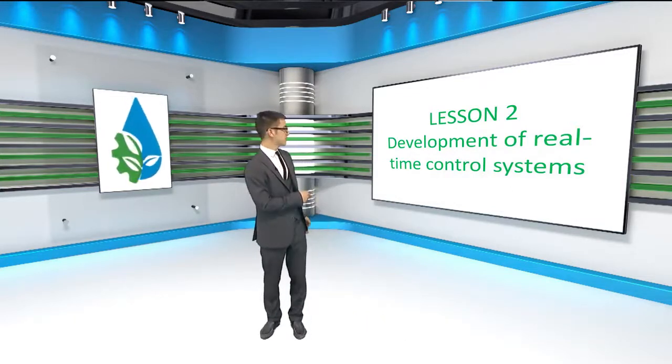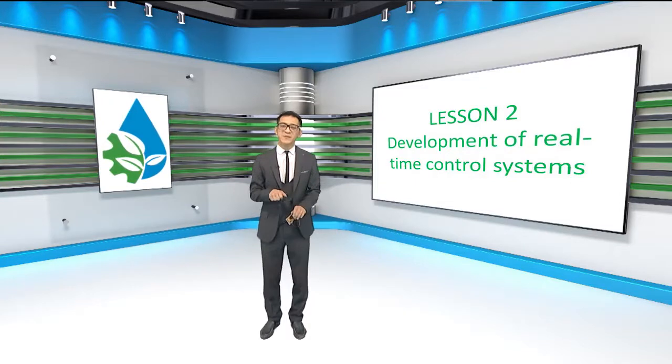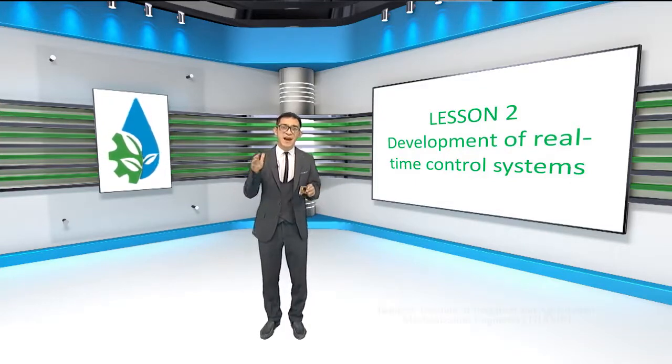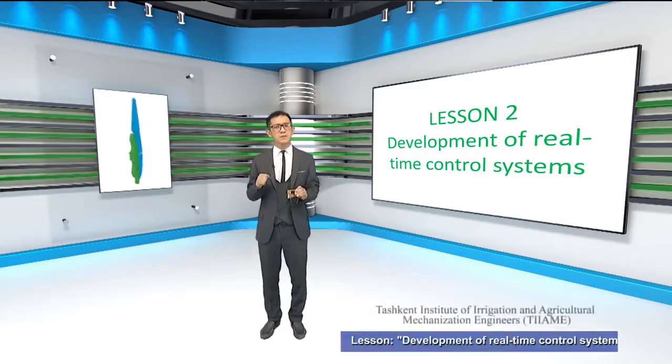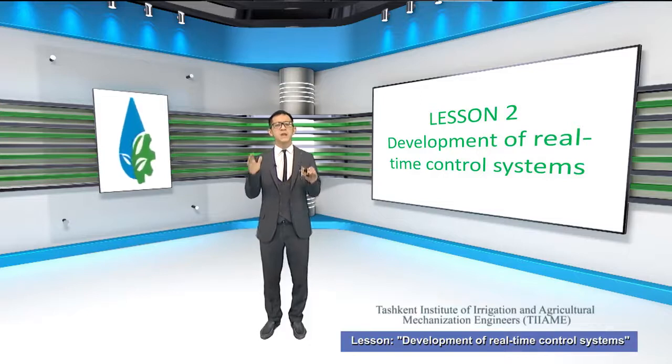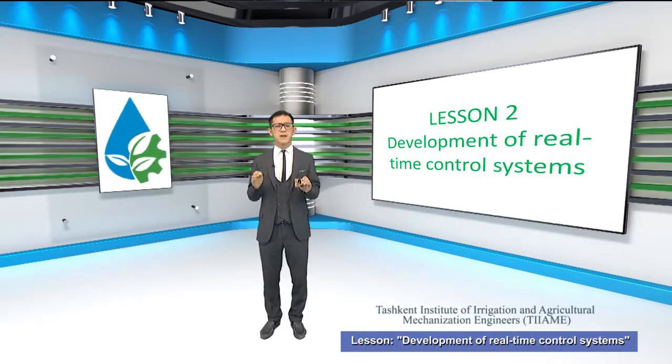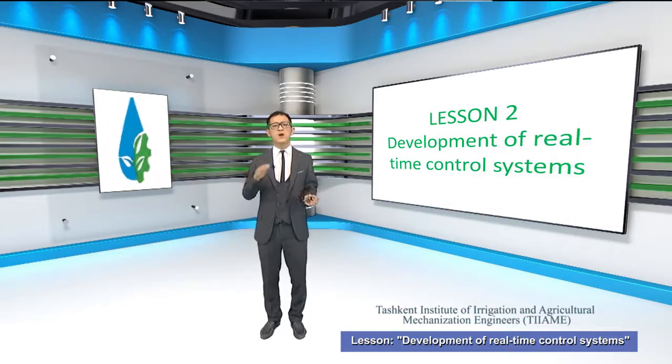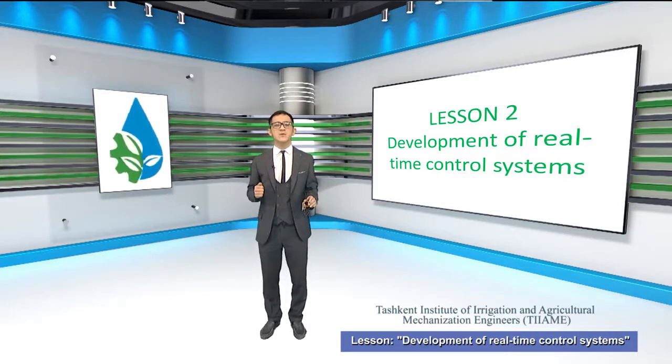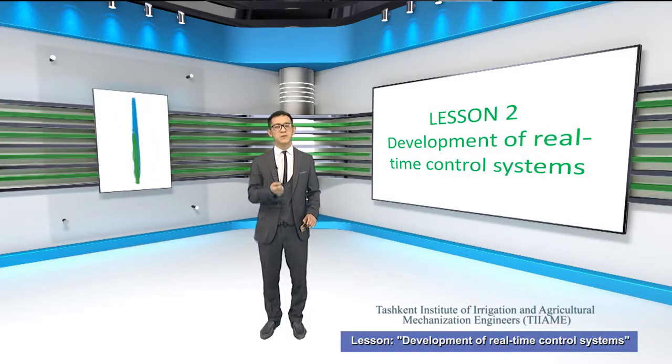Our lesson today is the development of real-time controller systems, the principles of making them, what real-time controller systems are, where we can use them in technology processes, and the difference between the local control system and the real-time control system. To understand this process, let's see a little example of the principles of this work.